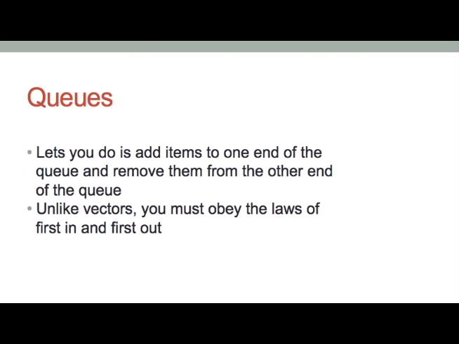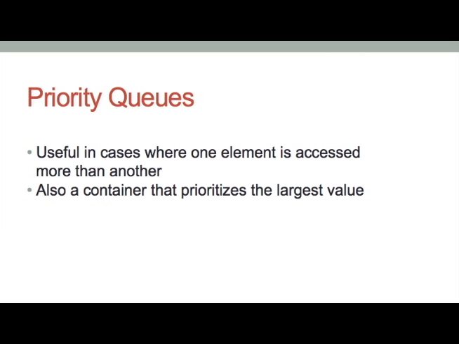Now we talk about queues. What a queue lets you do is add items to one end of the queue, and remove them from the other end of the queue. Also, items are removed in the same order they were added. Unlike vectors, you must obey the laws of first in and first out.